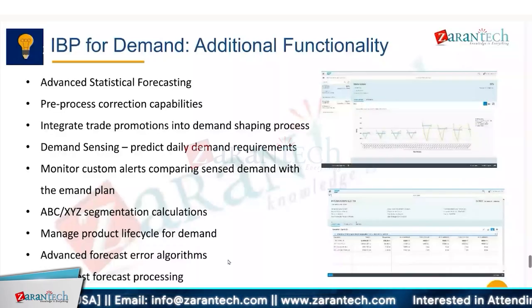So ABC analysis basically talks about how your product is behaving, and it's a standard rule that at the end of the analysis you will find that 20% of your products, let's say if you have 1,000 products, only 20% of your products are generating 80% of your revenue. So for example, if you are talking about an organization that has 1,000 products in its portfolio and they are generating, let's say, $1 million of revenue every month.